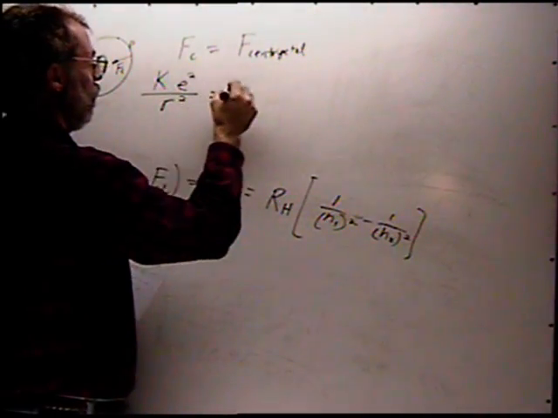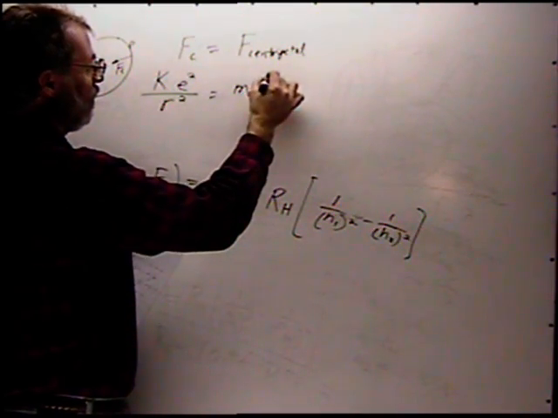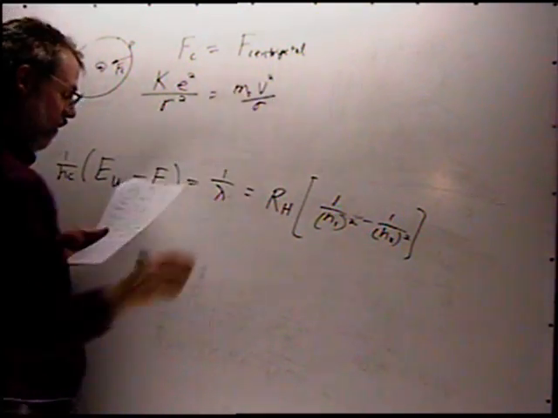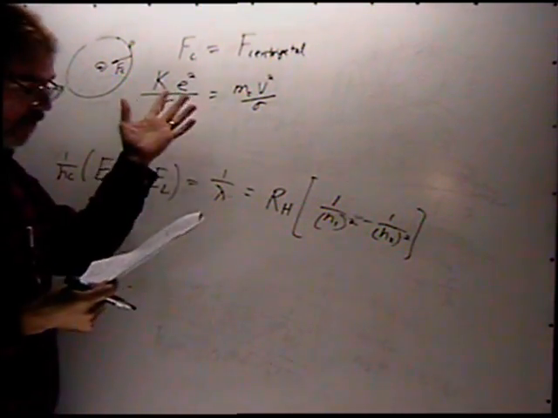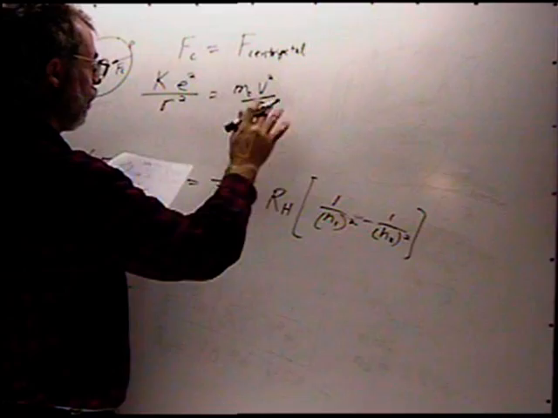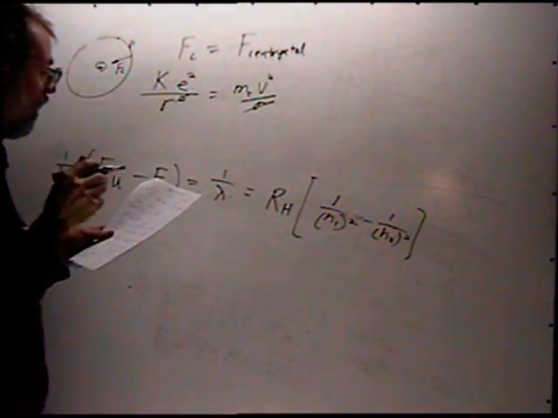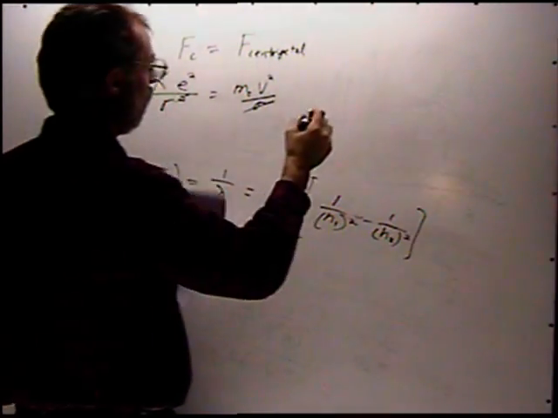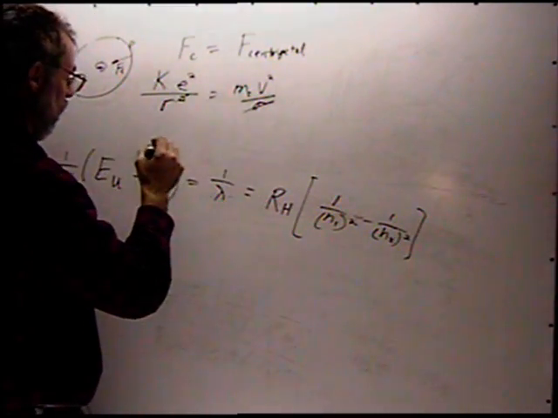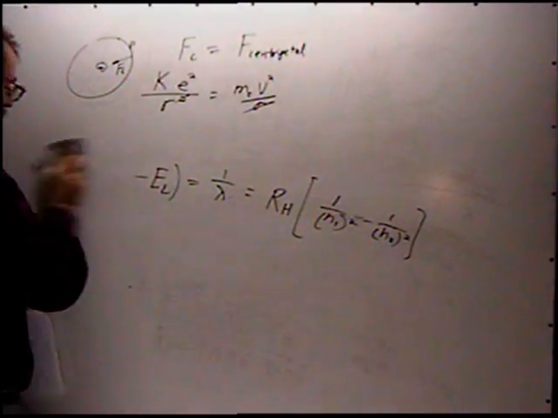And this is equal to mass, the mass of the electron, times the velocity squared over r. That's the force. This we've seen before. Okay. We're going to divide by r. Now I'm going to calculate, so we have that, let me erase this.